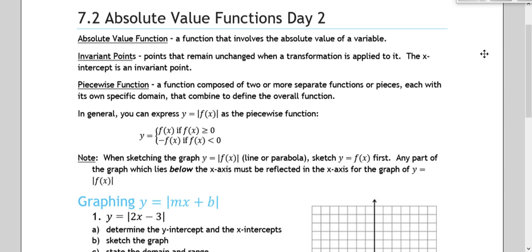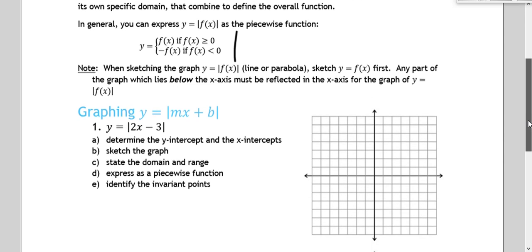Okay, now we are going to look into graphing just linear functions, and then we'll go on to graphing quadratic functions. So an absolute value function is a function that involves the absolute value of a variable. We have invariant points. These are points that remain unchanged. And a piecewise function talks about both parts of the graph. I'll make sure to do these in different colors so it's easier to see.